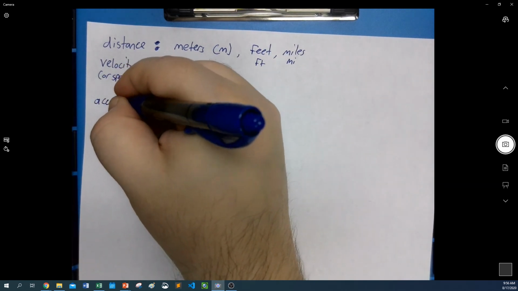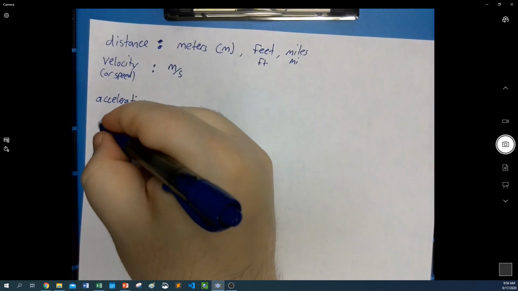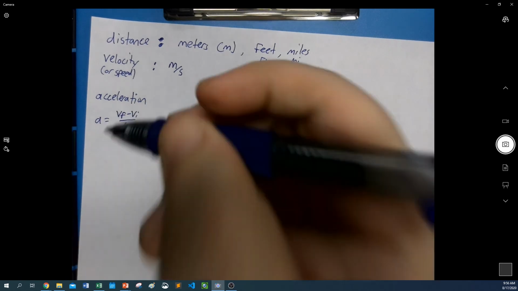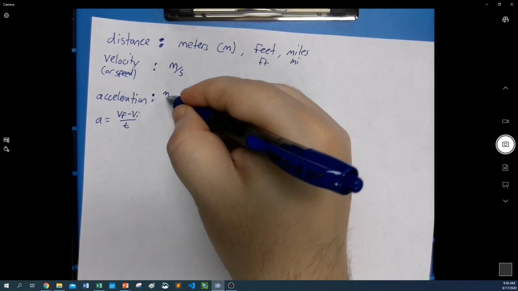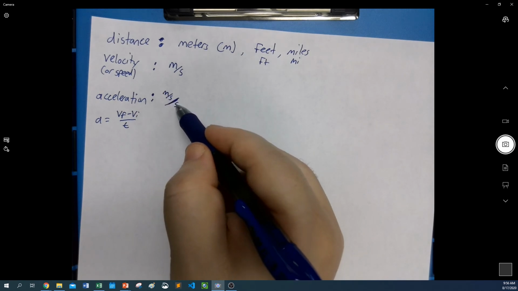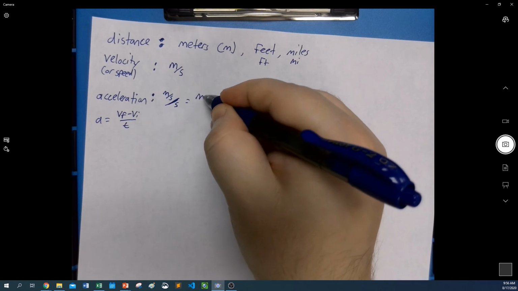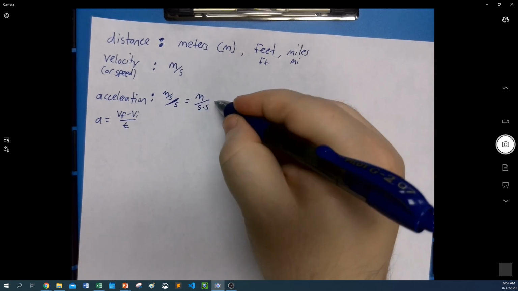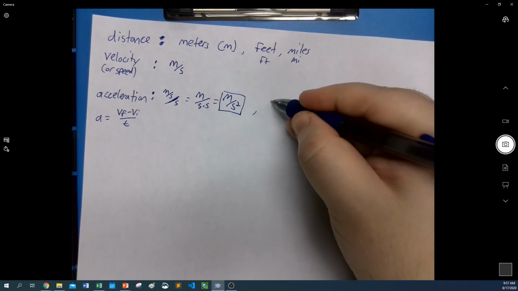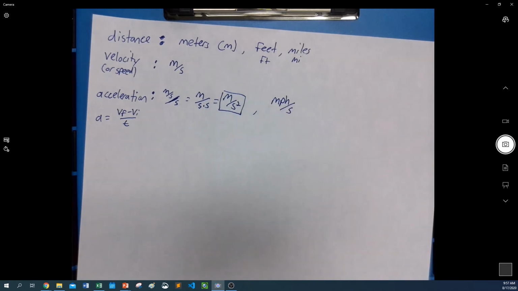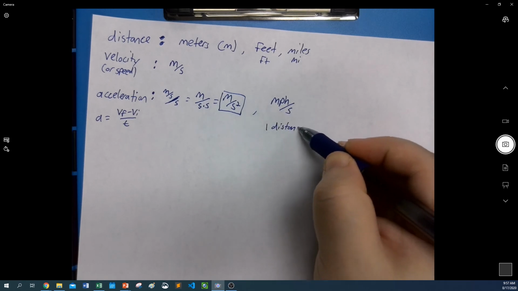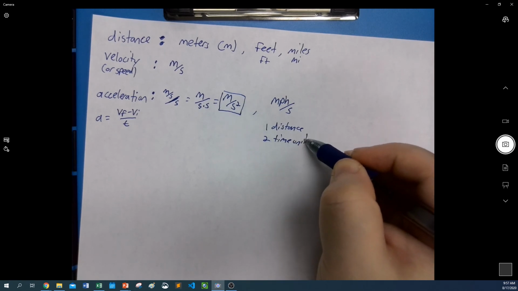Acceleration. So the equation for acceleration is change in velocity, so Vf minus Vi over time. So acceleration is going to be a meter per second, or speed, divided by another time unit. So a meter per second divided by seconds. This is the same thing as meters per second times 1 over second, which would be meters divided by second squared. This is what we'll mostly use for acceleration. We could also have miles per hour per second. So we have miles, we have an hour, and we have a second. So we have 1 distance unit and 2 time units for acceleration.